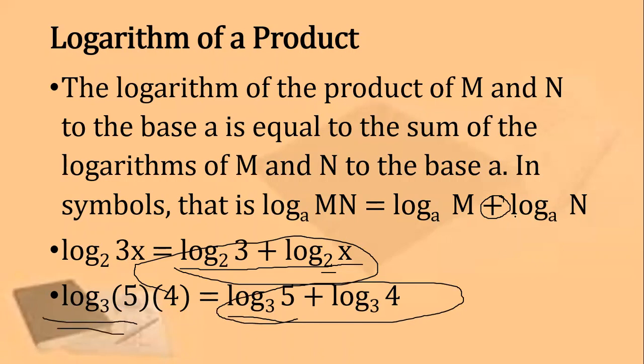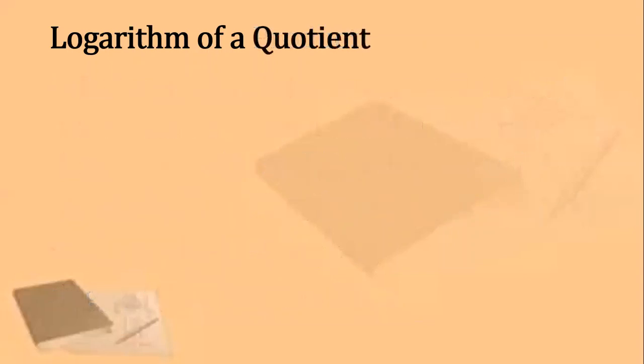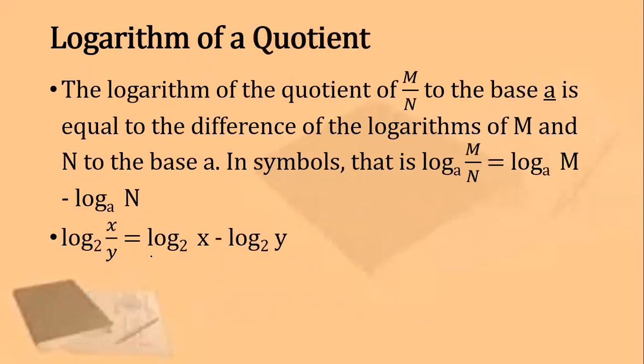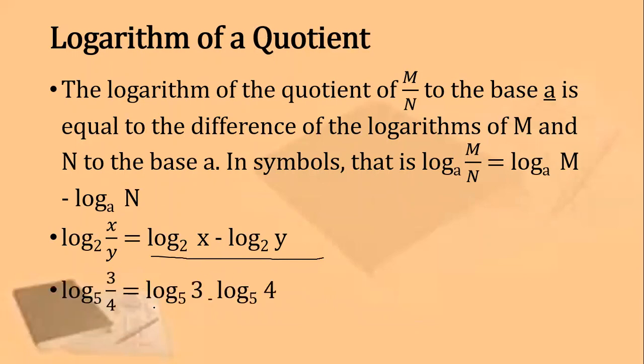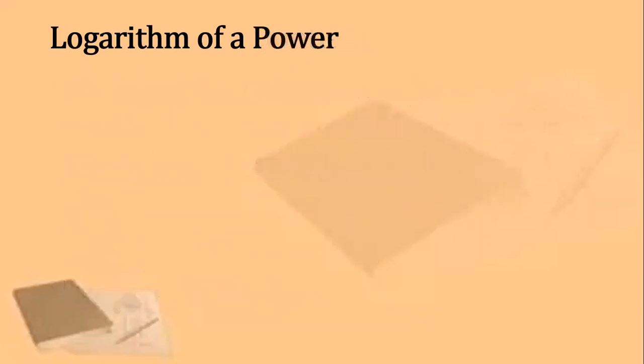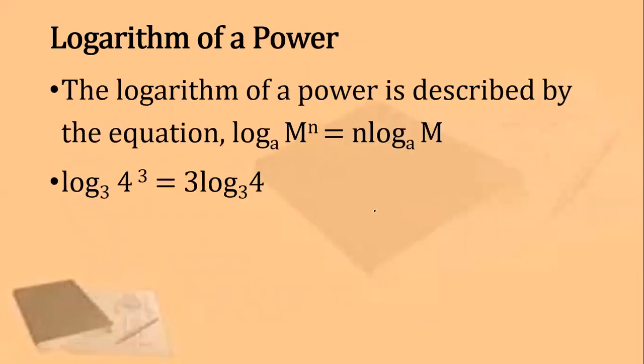And then, for product we use the operation plus, of course, the opposite is subtraction or minus. So, that is for logarithm of a quotient. So, this is the expanded form. Next is the logarithm of a power. For logarithm of a power, the power becomes 3 multiplied to the logarithm of 4 to the base 3. So, as you can see, the power is placed beside, multiplied to the logarithm.